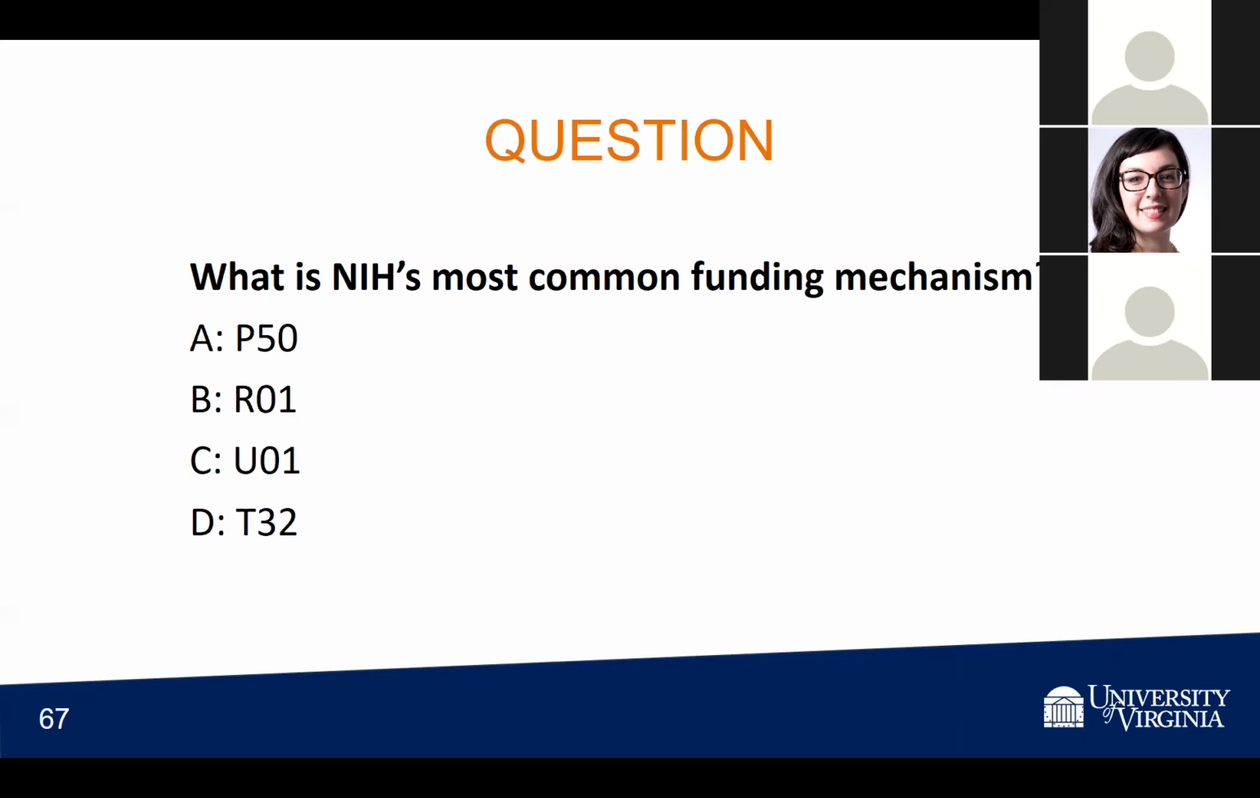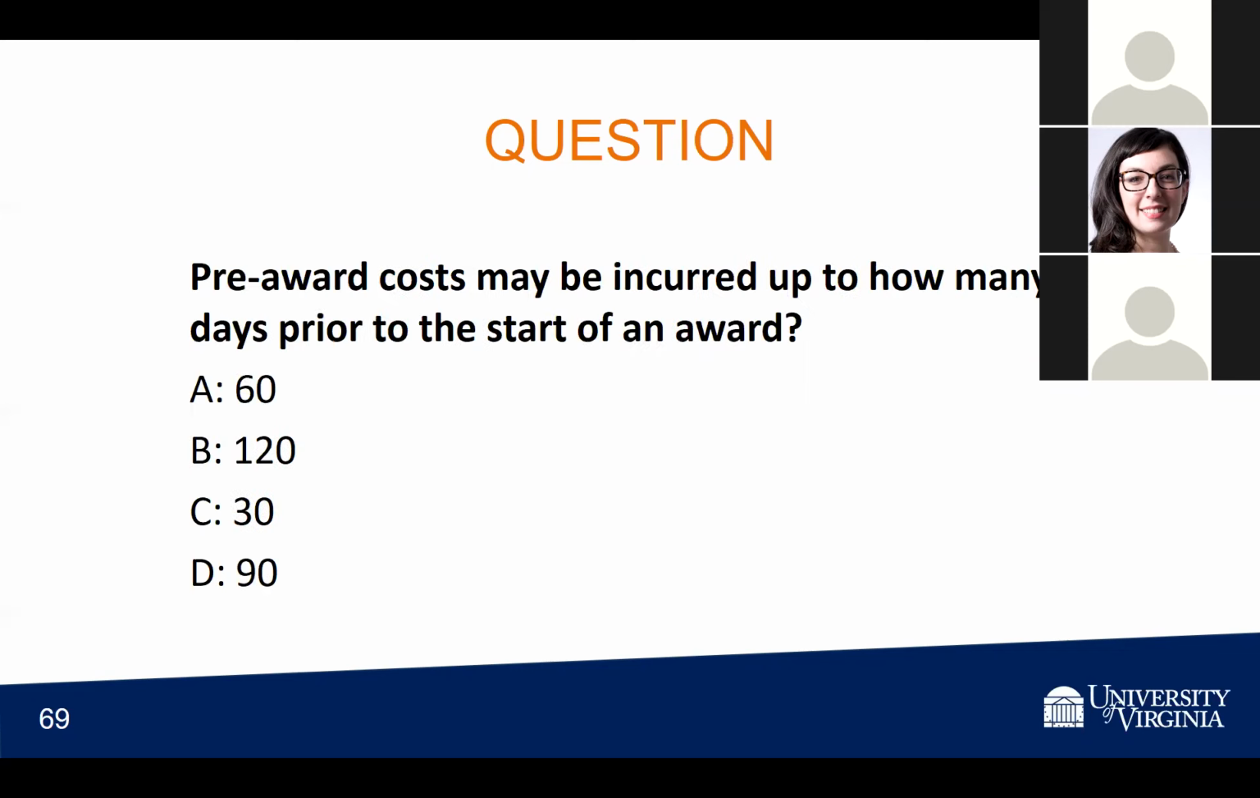So question, what is NIH's most common funding mechanism? Everybody's on top of it. Wow. Y'all are right, it's B, R01. Pre-award costs may be incurred up to how many days prior to the start of the award without prior approval?